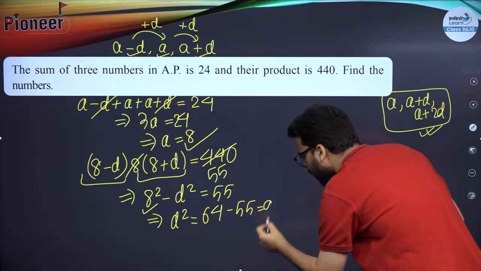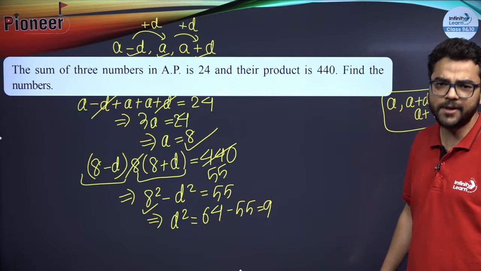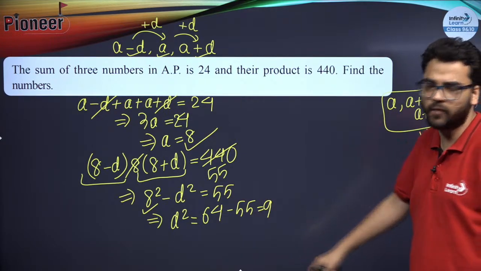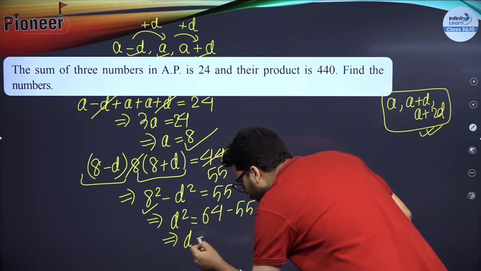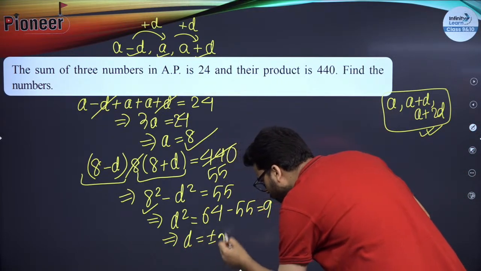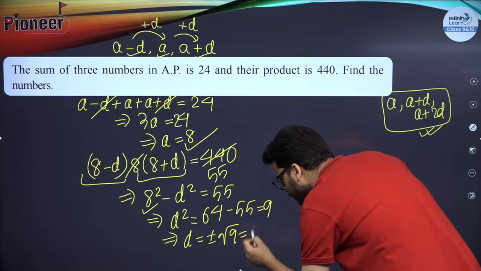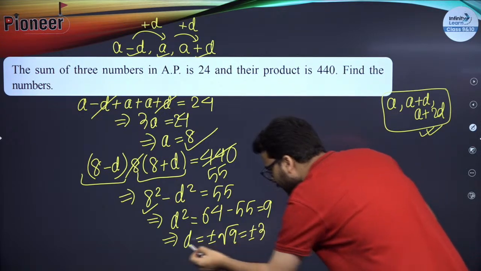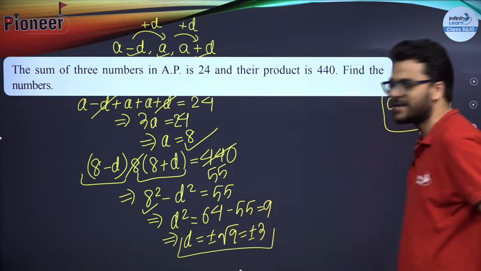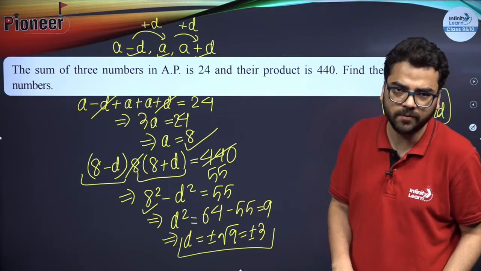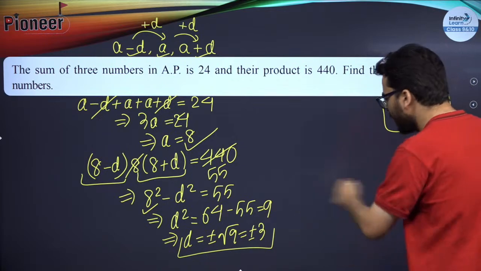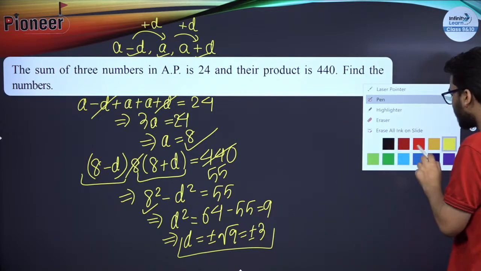9. Now you see, this is a quadratic equation in d. d square is 9 over here. So d will be what, guys? If you solve this equation, it will be plus minus square root of 9. So 2 values of common difference are possible. d is equal to plus minus 3 over here. So basically 2 sets of AP are possible.